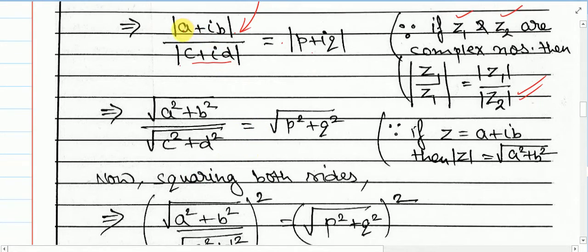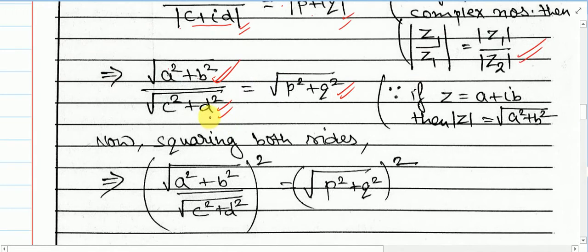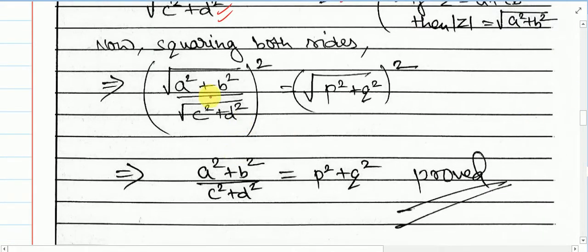Now you know that mod of this complex number a plus ib will be nothing but square root of a square plus b square. So for the numerator I have written this, and for the denominator I get this, and for my right hand side I am getting this. Done. Now what we can do is square both the sides in order to remove the roots. So squaring both the sides, I will get rid of these roots, and hence it's proved. This is what we were required to prove.